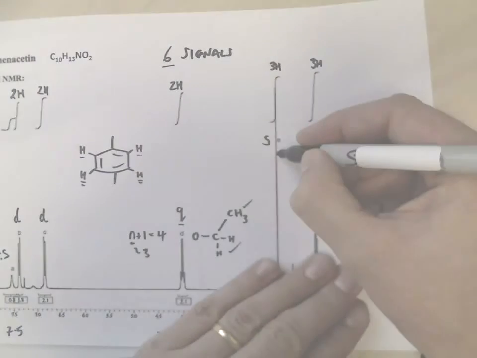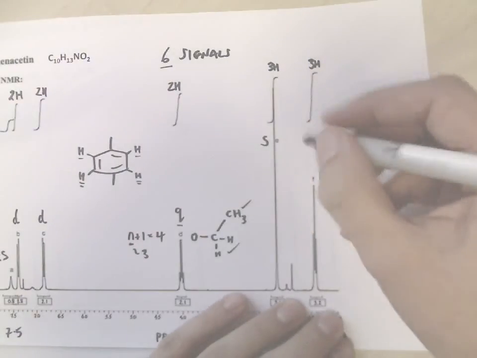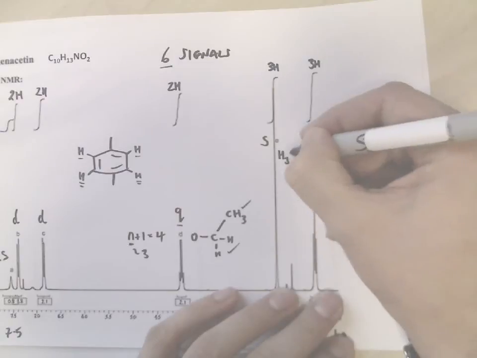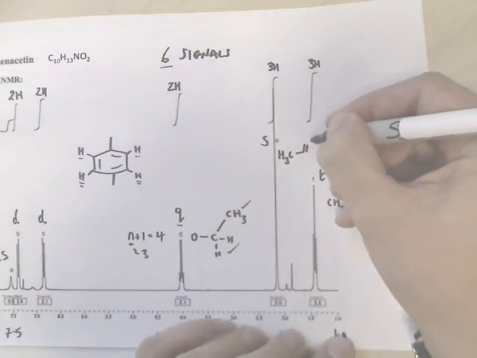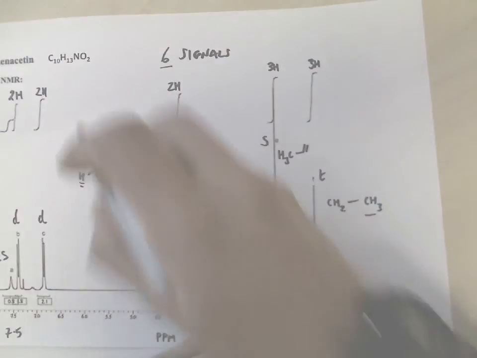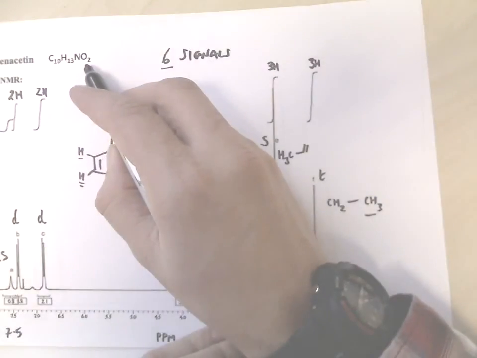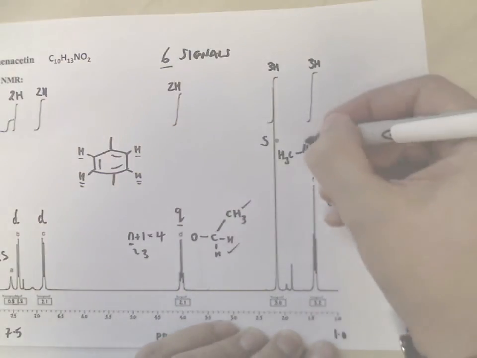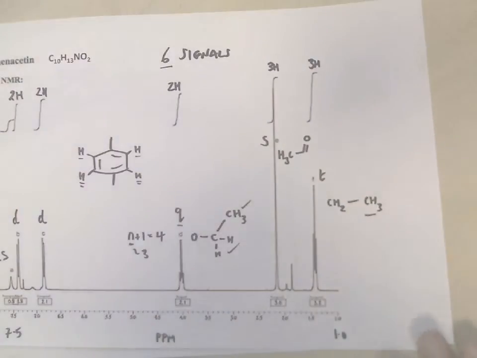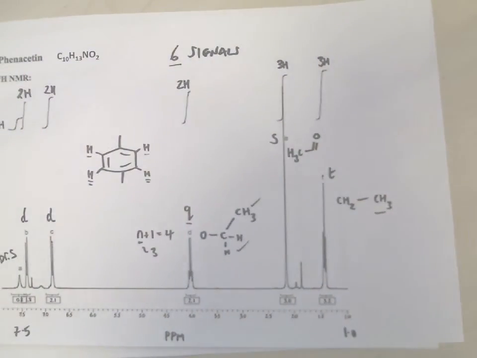So this peak here integrates to 3, so that's the methyl group, and it's attached to either an oxygen or a carbon. But we have oxygen in our molecule. So let's for the time being assume it's oxygen. We can always go back later and change our minds.